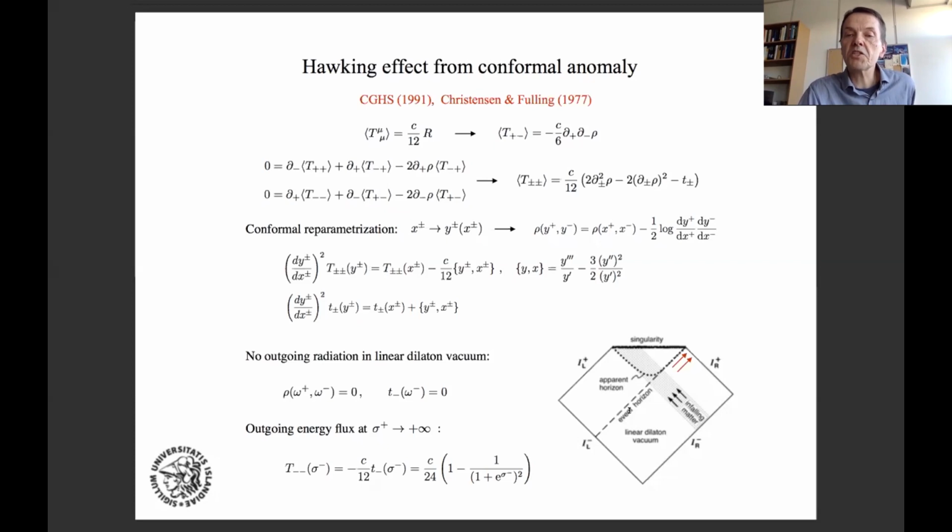If you simply made the physical condition that there should be no outgoing radiation here before there's any matter that has come in, and you work in the coordinate system where the metric is manifestly flat down here, that means these terms are vanishing. And that means T minus in that coordinate system has to be vanishing as well. But then when you transform to the coordinates that you use for an asymptotic observer, this Schwarzian derivative in fact leads to an outgoing flux, which is given here.